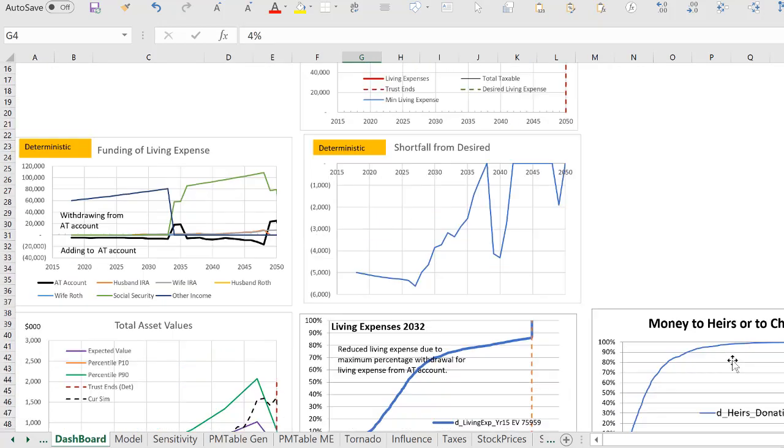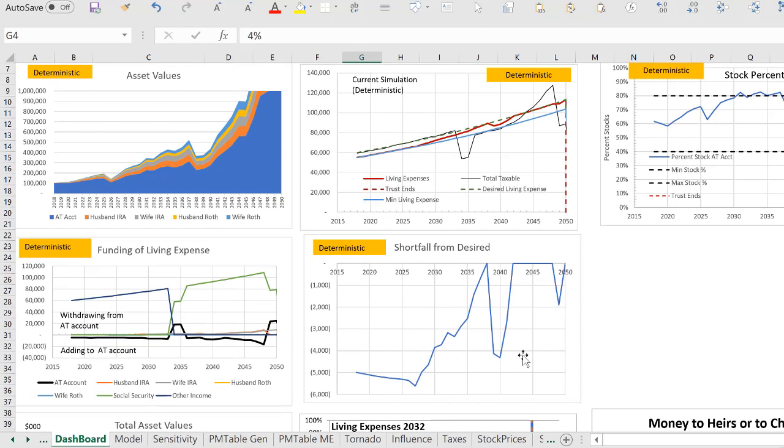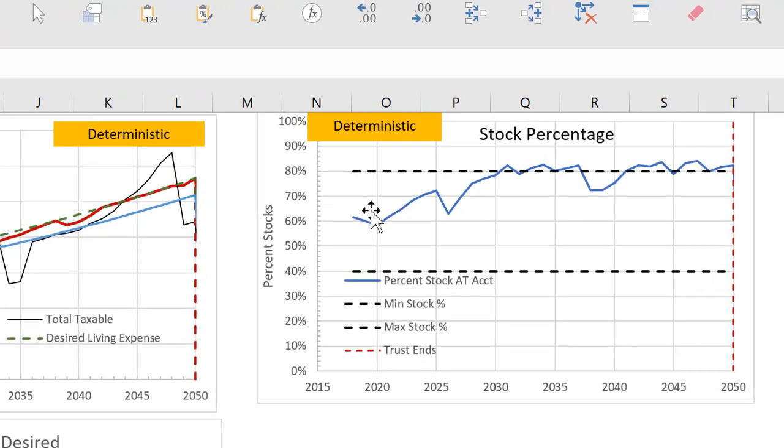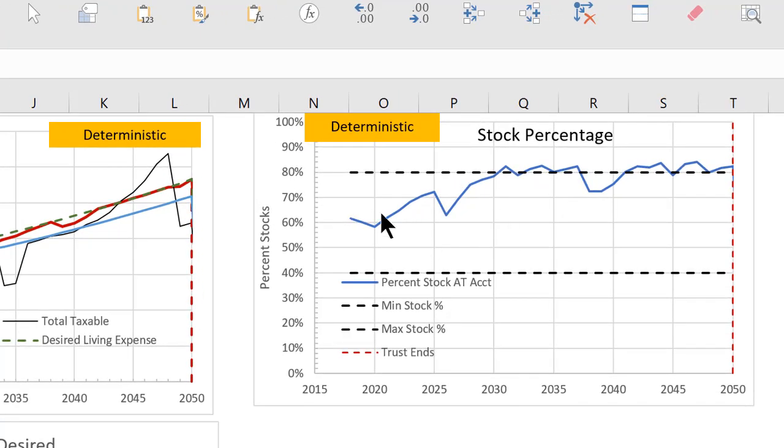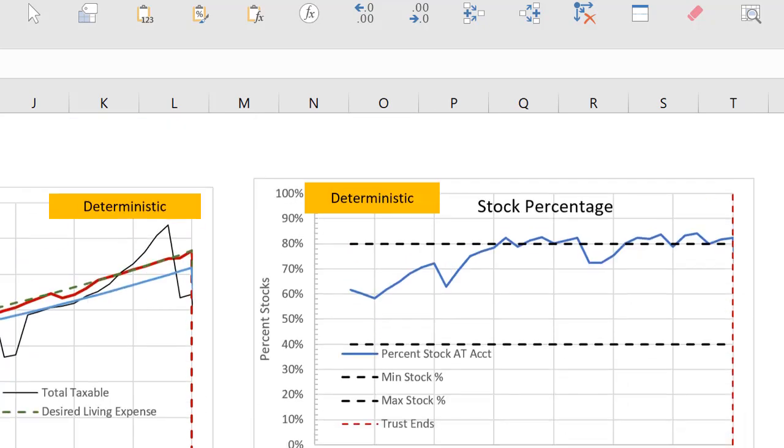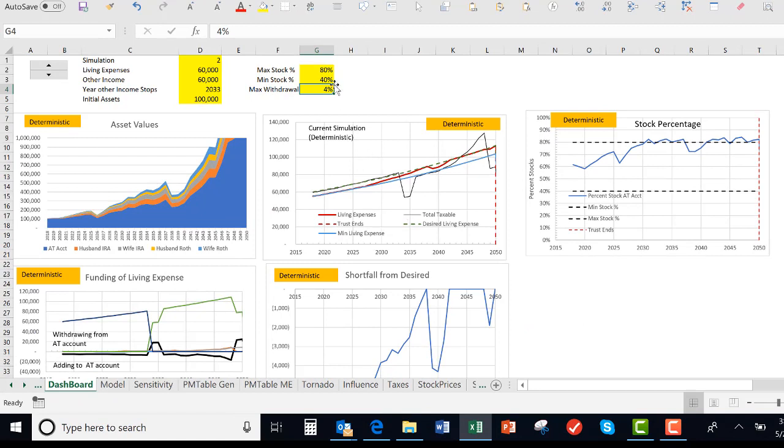Okay, so let's say that I'm looking at this deterministically, and I say, gee, this big downturn here from the stock markets really bothers me. I'm very risk averse. So maybe what I need to do is change my allocation of stocks and bonds. Right now, it looks like I'm getting up to close to 80%. What if I reduced that to 60% and said that was my maximum stocks? So let's come up here to 60%.